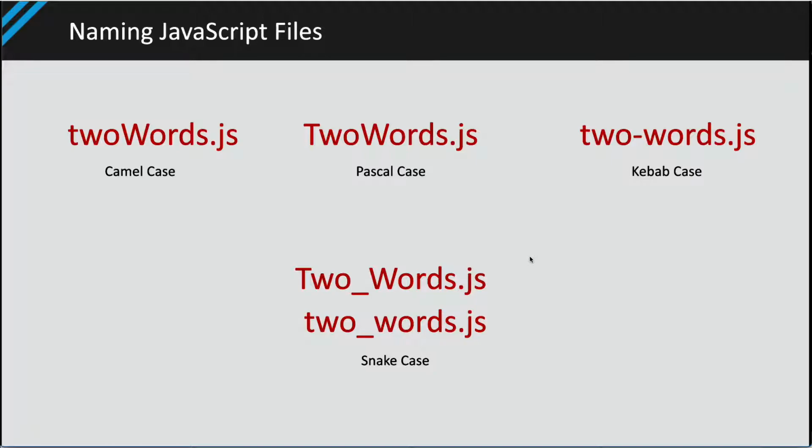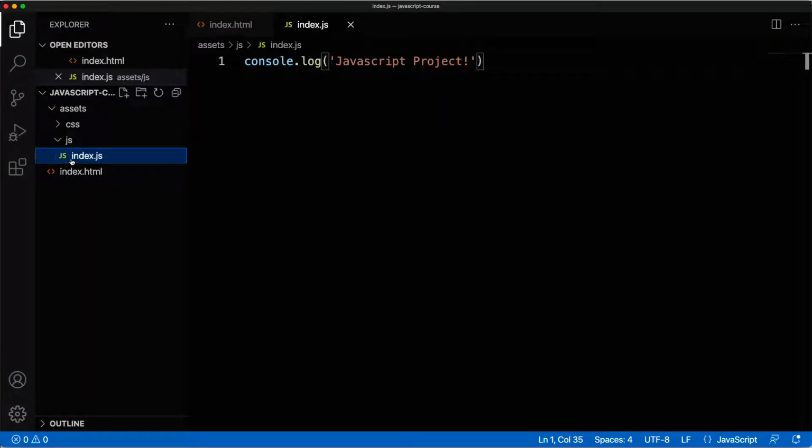For me, I prefer in simple JavaScript projects to use the kebab case for naming the files. So as you see here, when you go to our Visual Studio Code and we create a JS file, I always use small letters and separate between the words with dash.